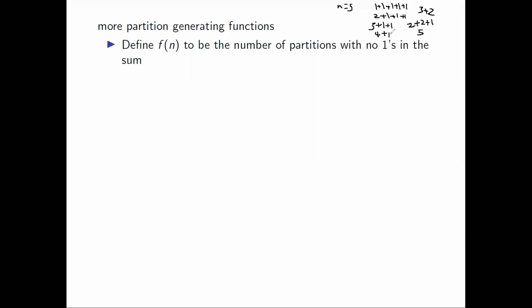And the number of partitions with no ones in the sum. So this one has no ones, and this one also has no ones. Let's also look at this for n equals 4. We have 1 plus 1 plus 1 plus 1, 2 plus 1 plus 1, 3 plus 1, 2 plus 2, and 4. The only ones with no ones in the sum are 2 plus 2 and 4. So we got 2 for both of those. It's interesting.